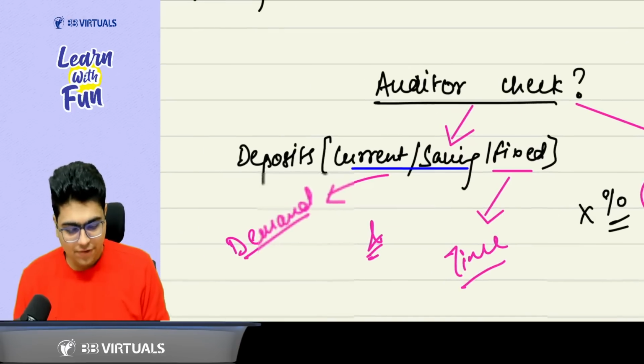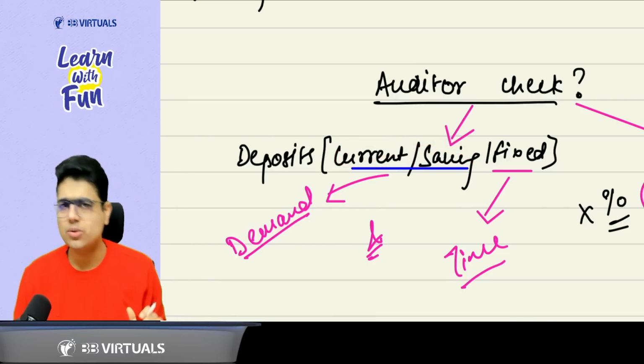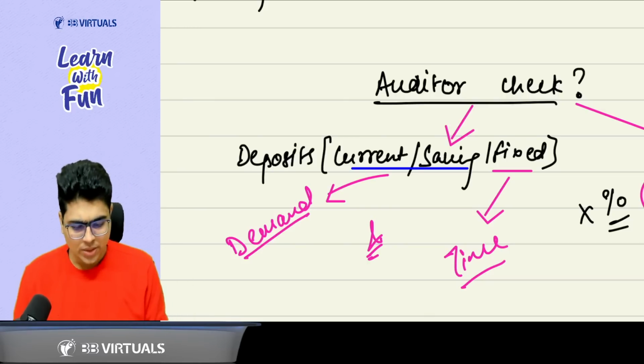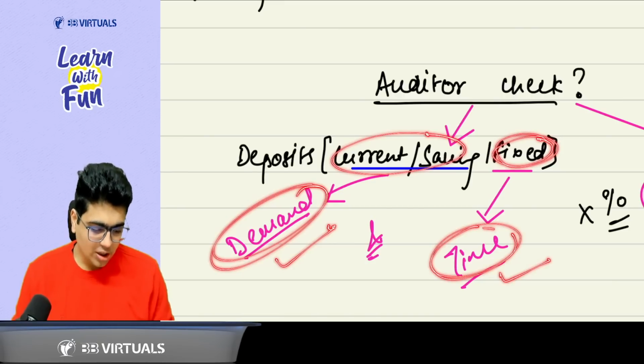Yes, sir. If I talk about the current account and saving account, can I say the person can withdraw these amounts anytime on their own demand? Yes, sir. Since these amounts can be withdrawn anytime on demand, these are called demand liability. Got it, sir. If I talk about the fixed deposit, they are there for a definite time. So these are called time liability.